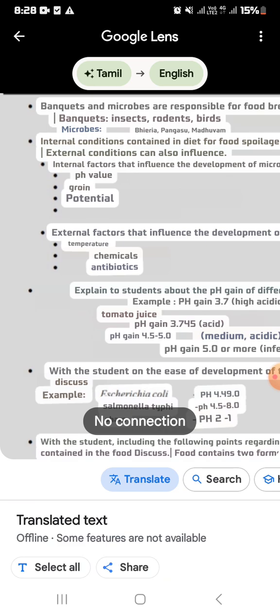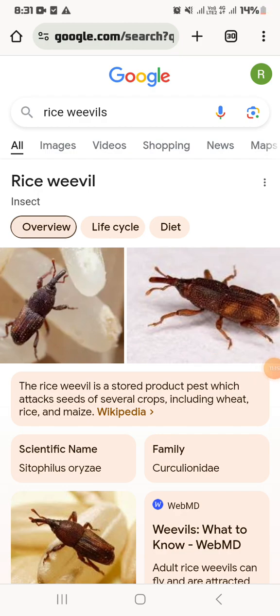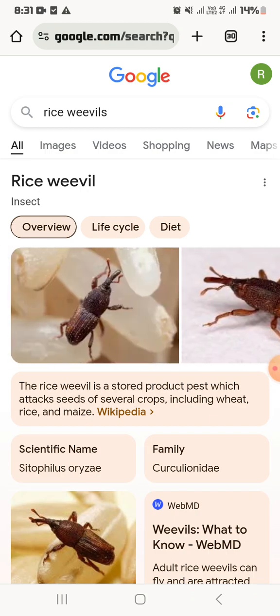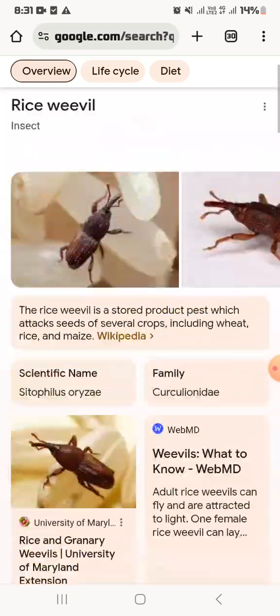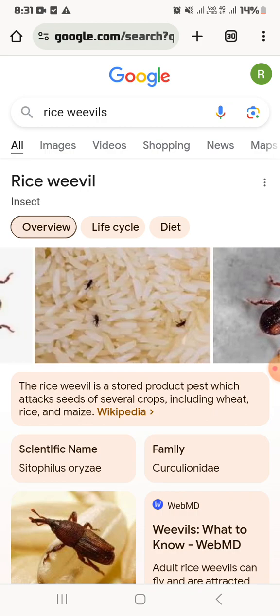Banquets mean insects, rodents, birds. More than that, there are four things which can be called banquets. This is the first type related to banquets: rice weevils, which will be in rice as well as grains and all. Here you can see this. Mostly it will be in rice only. Even dal also it will be.